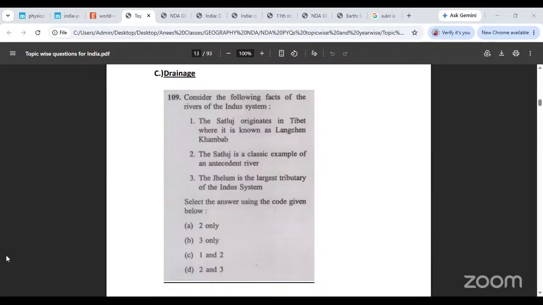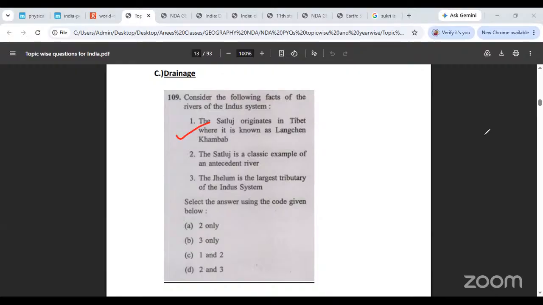तो बताइए इसमें से क्या क्या सही है? Can we say the first statement is correct, that the Satluj originates in Tibet where it is known as the Langchen Khamba? That's true. Langchen Khamba माने क्या? Elephant river, that's what they call it. The Satluj does originate in Tibet. The sources of the Satluj, the Indus and the Brahmaputra are all very close to each other. कैलाश माउंटेन के पास जो मानसरोवर लेक है, वहीं पे ये सारे rivers उसके आसपास ही originate करते हैं.